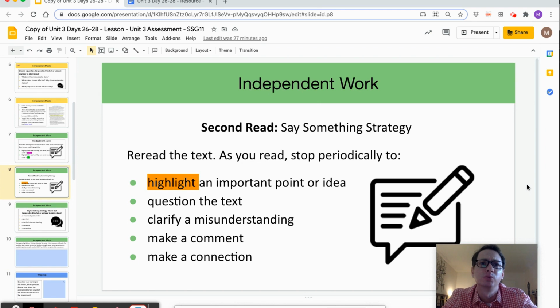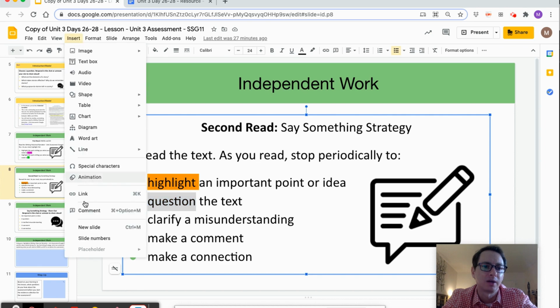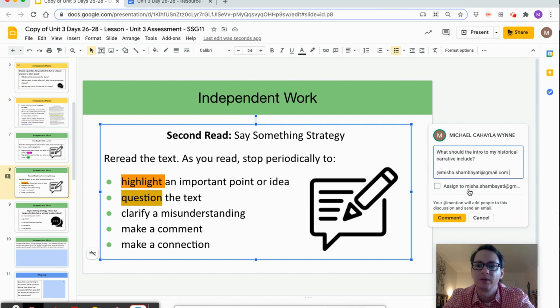However, another option would be for you to instruct students to tag you on a question or comment which they leave, and that will proactively alert you to their question. And it may be a more efficient strategy if you have a lot of students or not a lot of time to individually review all the wrap-up responses. And all they would need to do is highlight the text, leave a comment, and as they're filling it out, let's say this is their question, what should the intro to my historical narrative include? And they simply write your email address and click comment.